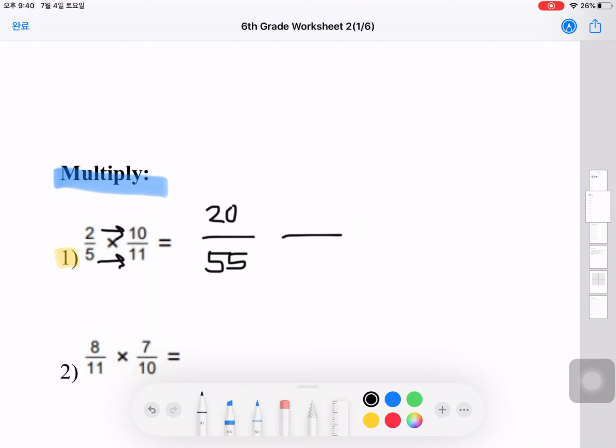Now, we're not done because this can be simplified further. They are all divisible by 5. 20 divided by 5 is 4, and 55 divided by 5 is 11. So the 20 over 55 becomes 4 over 11, and that is your final answer.